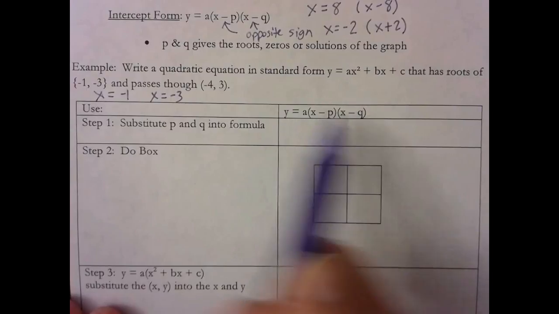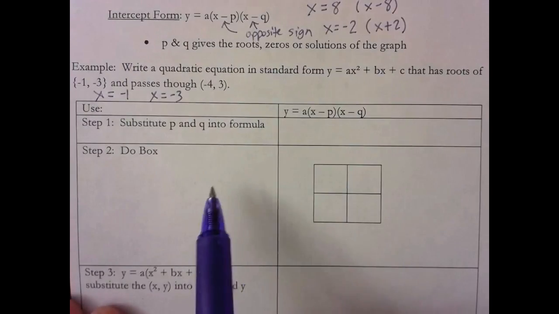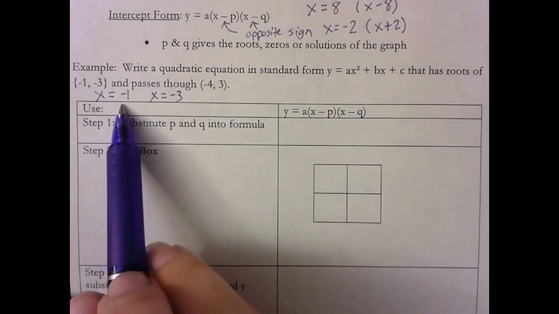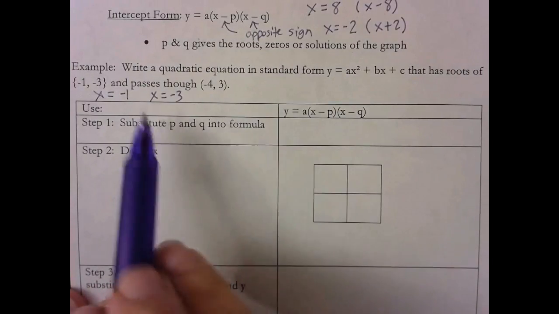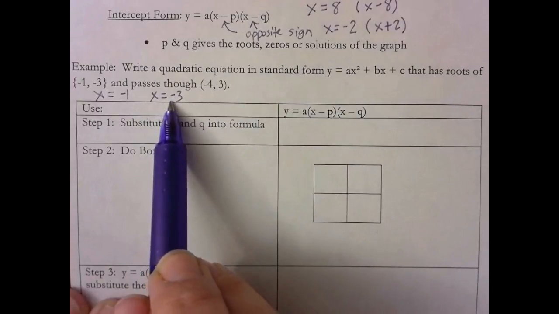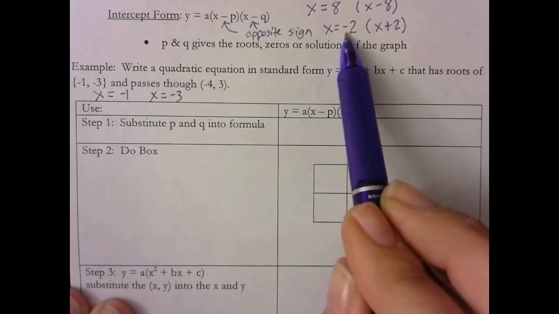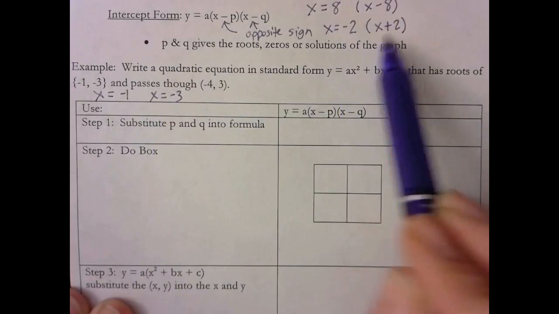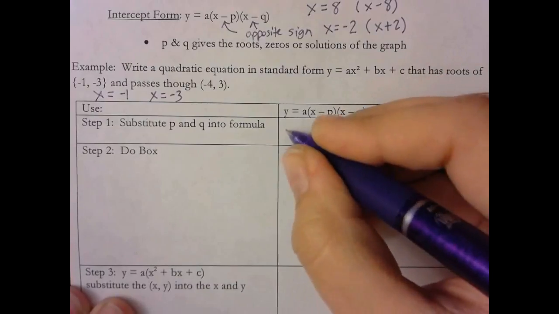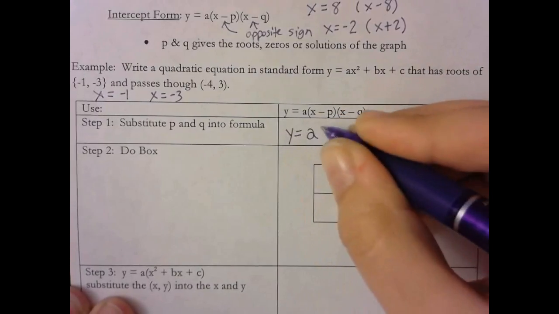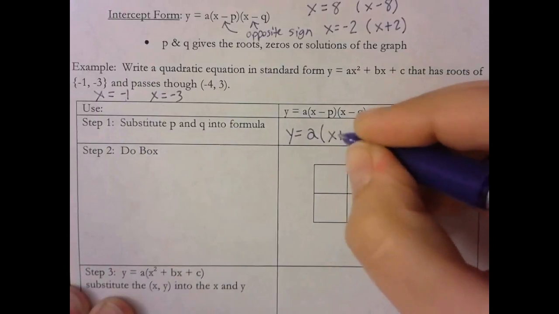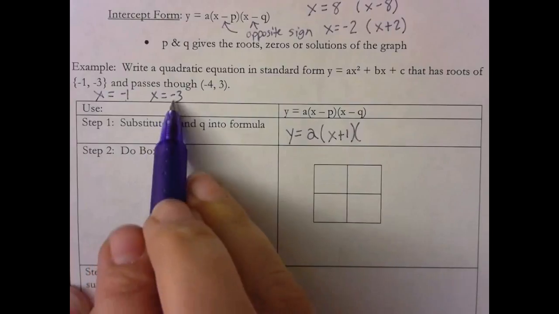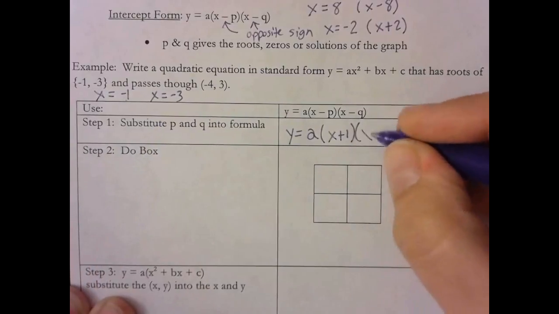All right, we are going to start with intercept form since we're given the intercepts. So first, we want to substitute P and Q into the formula. P is negative 1, Q is negative 3. But remember, we're going to do the opposite sign, so we're going to have x plus. So let's write y equals a, then x plus 1, because we want the opposite sign, and x plus 3, because we want the opposite sign.